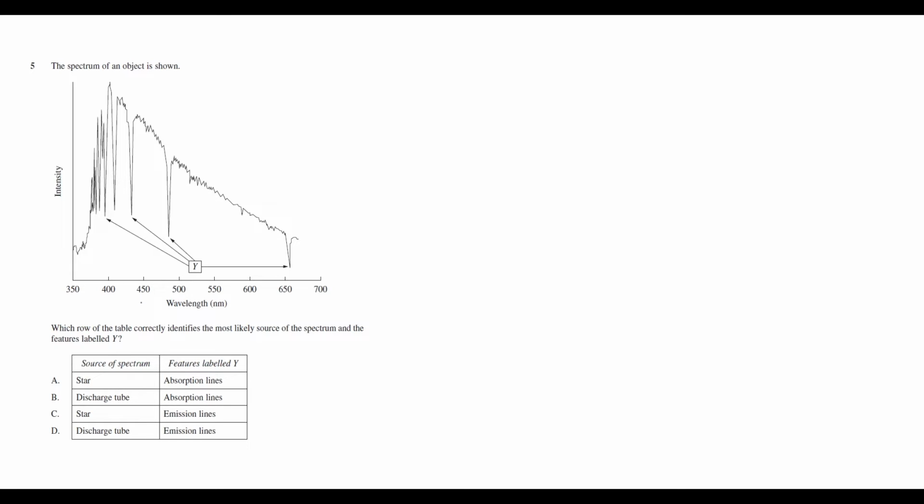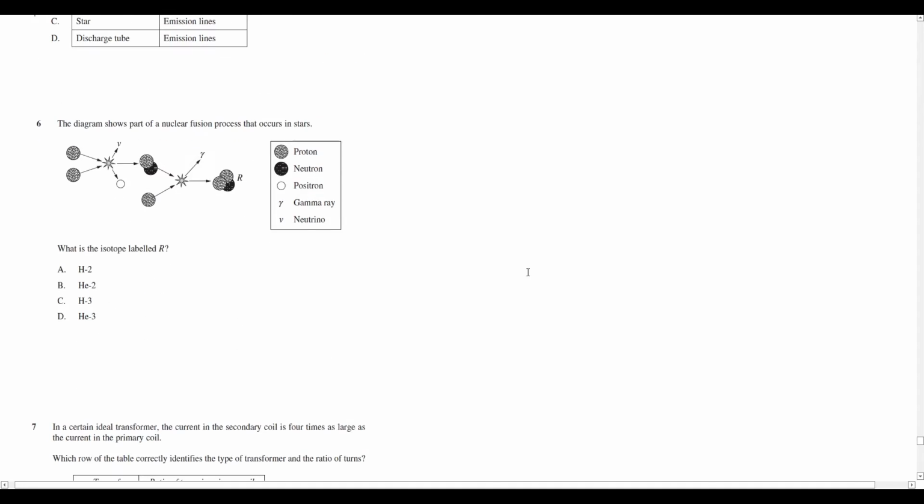Well, hopefully we recognize those as absorption lines for this particular diagram, since we can see that they are sharp decreases in the overall intensity of this graph here, which should otherwise be a fairly smooth function. So star, absorption lines, and there we go. So our answer for question 5 is going to be A.